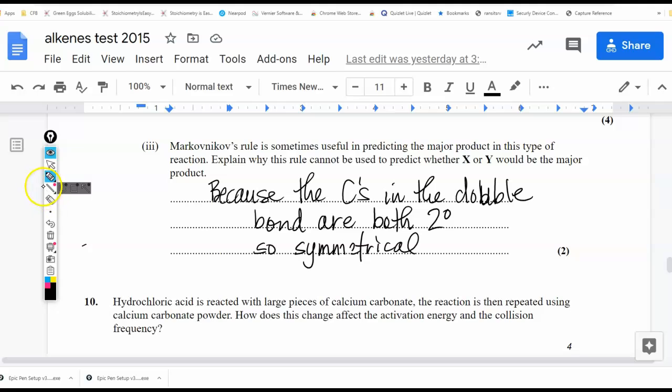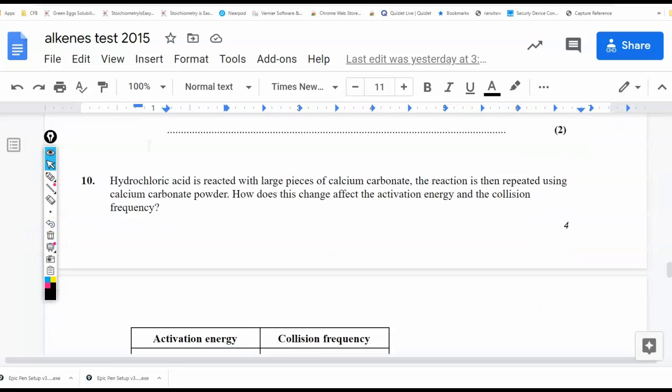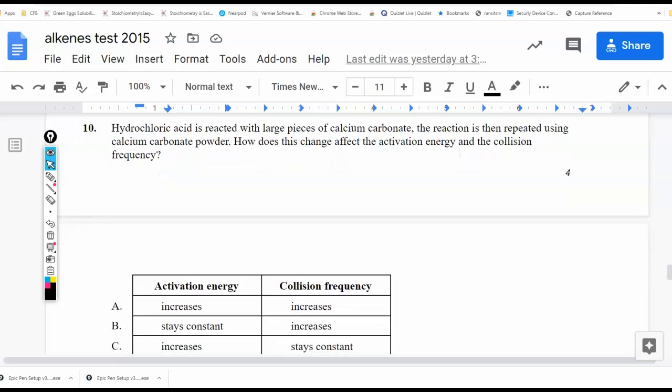Okay, so the secondary carbons, and they're both symmetrical, need to be part of the reaction or the answer there. All right, we are on number 10. Hydrochloric acid is reacted with large pieces of calcium carbonate. Now, this is an example of what some of the reaction rate questions are going to be about. In previous years, we've gotten to this before this test. We're not going to get this on this test, so you're not going to see reaction rates on this test. But I will go ahead and answer these couple questions here about reaction rates.